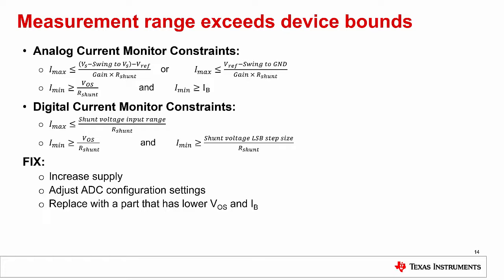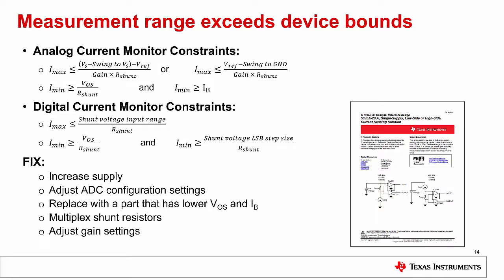Lastly, if another part does not provide the range you need, you will need to get a little creative, such as multiplexing through shunt resistors or adjusting gain settings, such as in this TI design.